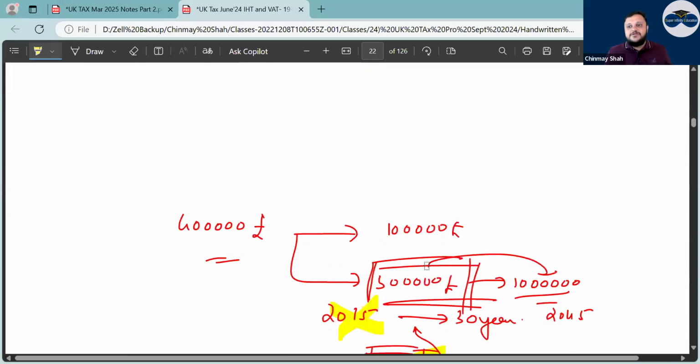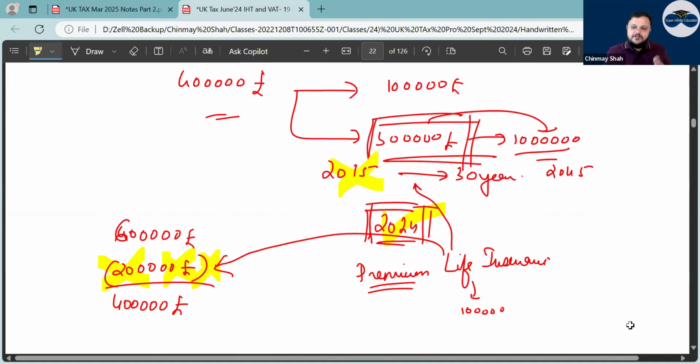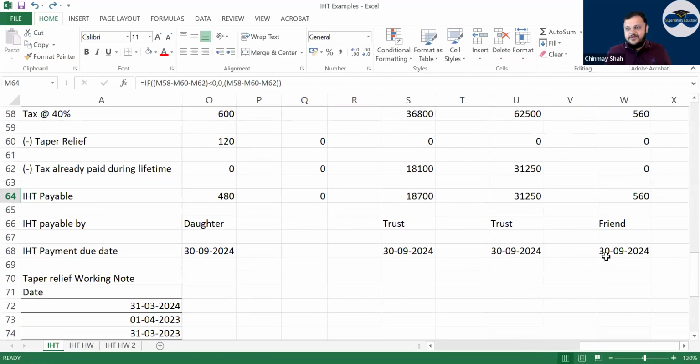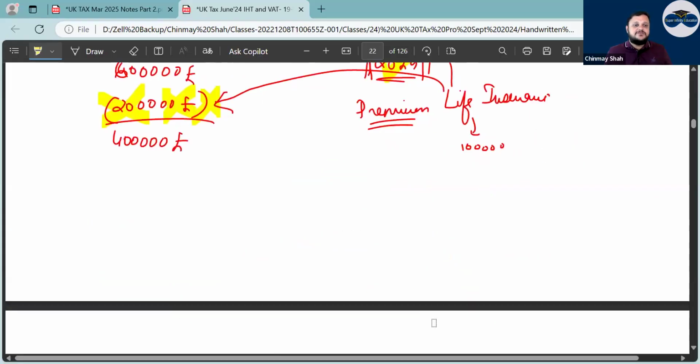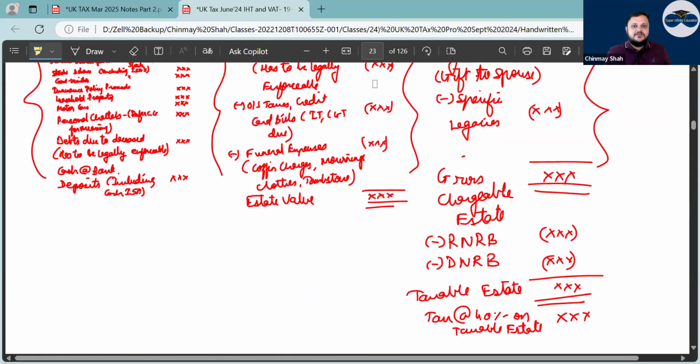Correct. After that, after using all this for 7 years and doing all this, right? After taxing all the lifetime gifts, if there is any death nil rate band that is remaining, that only can be used against the death estate. What is the death estate all about? Have a look. Death estate.